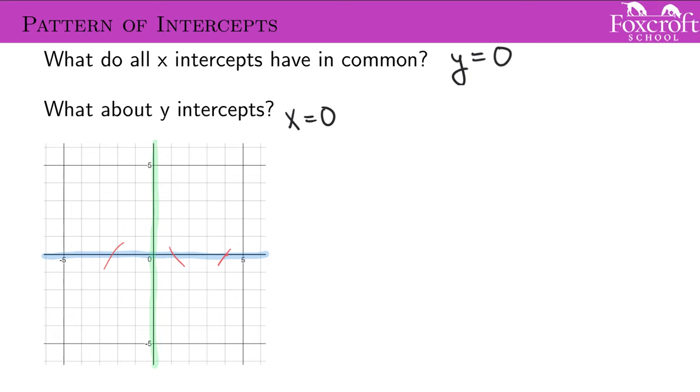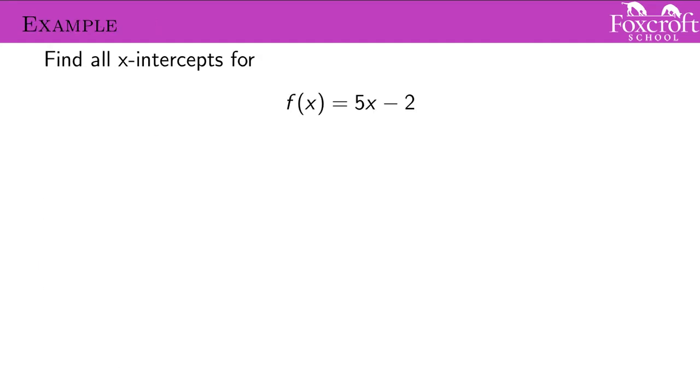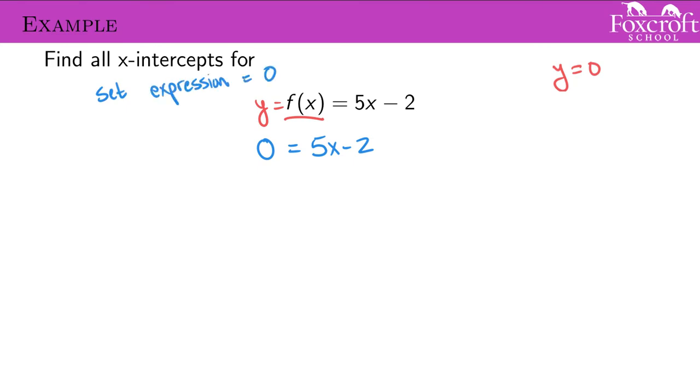So how is that actually going to help us find our intercepts? Well, let's say we want to find the x-intercepts for f of x equals 5x minus 2. If it's an x-intercept, that means the y value is 0. Well, f of x is equal to y, because that's our function notation, f of x equals y. So if we make y 0, that should be equal to 5x minus 2. So the real simple way of saying it: to find an x-intercept, you set your function expression equal to 0. You'll do this for every single x-intercept you want to find, and now we just have to figure out how to solve this equation.